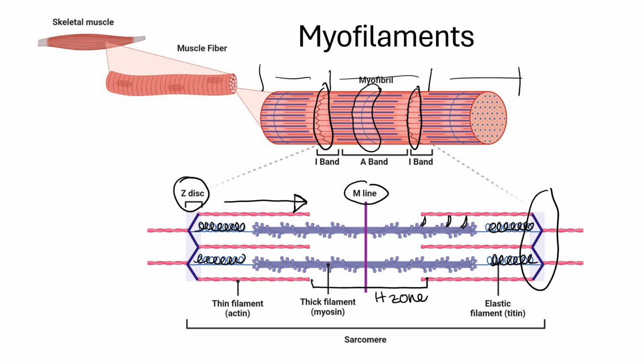When you create force and tension, what happens is the Z lines move closer together. The actin and myosin overlap to a greater extent, and that is how a contraction is created, and the shortening of a muscle that brings one bone closer to the other bone in a contraction.